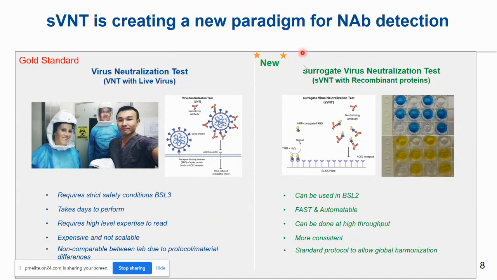So this new technology, our SVNT technology, actually brings a groundbreaking innovation to replace the troublesome gold standard live virus assay. Currently, instead of having the whole virus, we have purified RBD as a protein and also sACE2, without having to grow your cell monolayers. We have sACE2 coated on our ELISA plate. And this assay can be used in any BSL-2 lab.